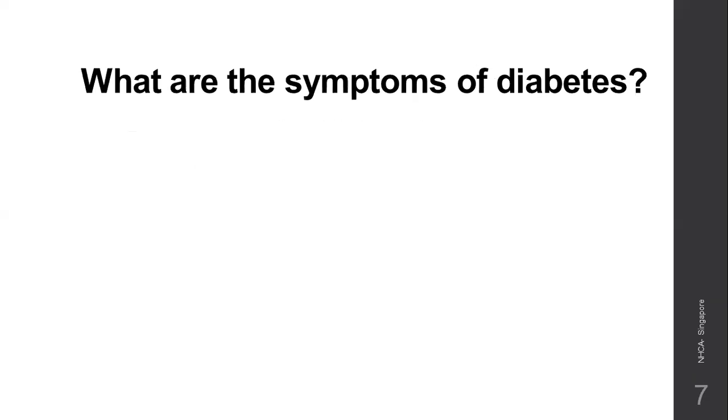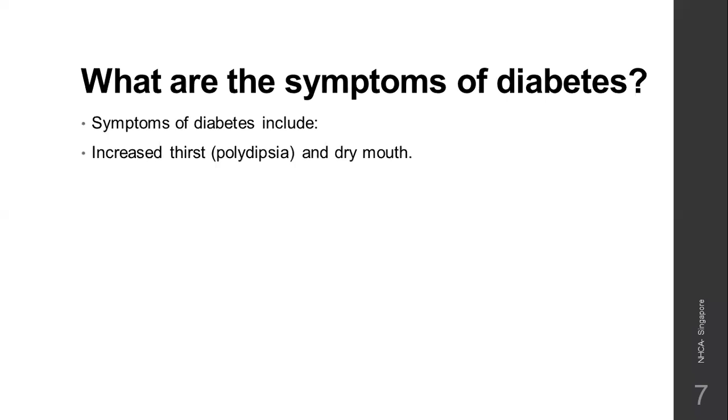So what are the symptoms of diabetes? Increased thirst, that is polydipsia. These medical terminologies, just note them down. Polydipsia, increased thirst, and dry mouth. Frequent urination. The more fluids you drink, the more you will urinate as well. So frequent urination, polyuria.